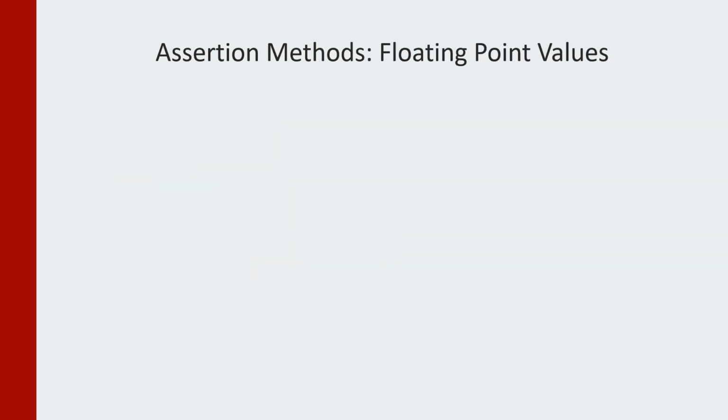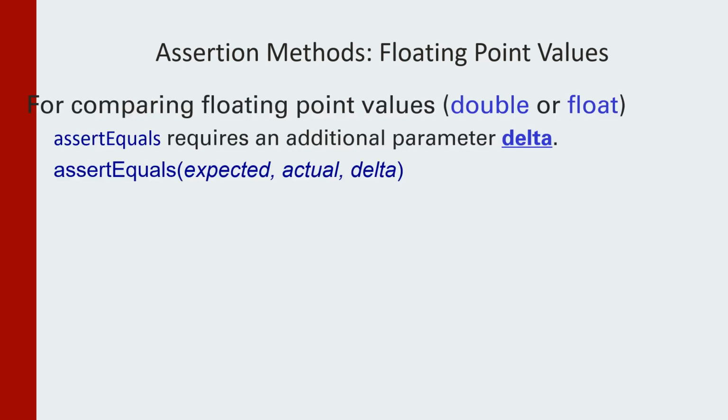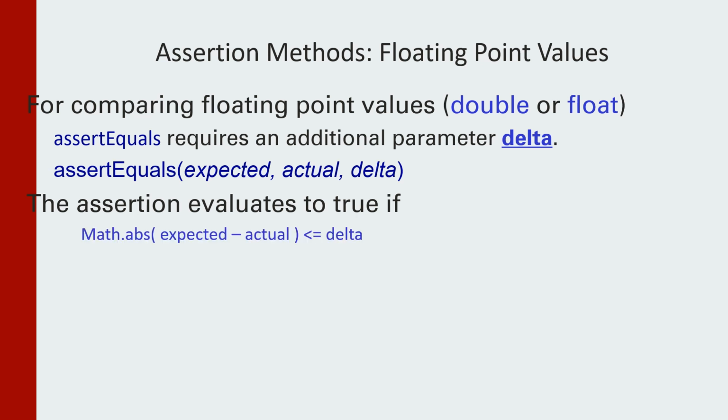Floating point looks a little bit different. If you have a double, then assertEquals requires an additional parameter called delta. And so this assertion will be true if the difference between the expected and actual is less than or equal to this delta value. This is because of floating point precision issues.